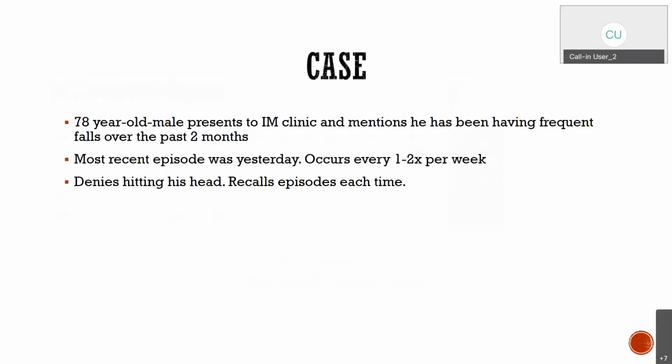So here we have our first case. We have a 78-year-old male presenting to our clinic, and he mentions that he's been having falls over the past 2 months. His most recent episode was yesterday. These falls happen about once or twice a week. He denies hitting his head, and he says that he recalls those episodes every time. So what kind of things do you ask this patient coming into clinic to get a better idea of what this fall is about?